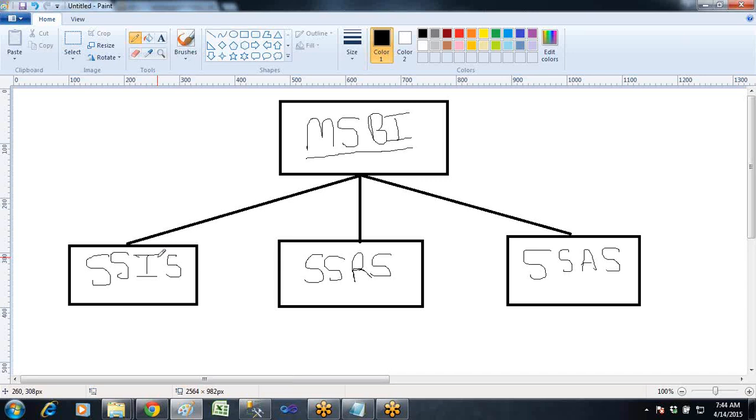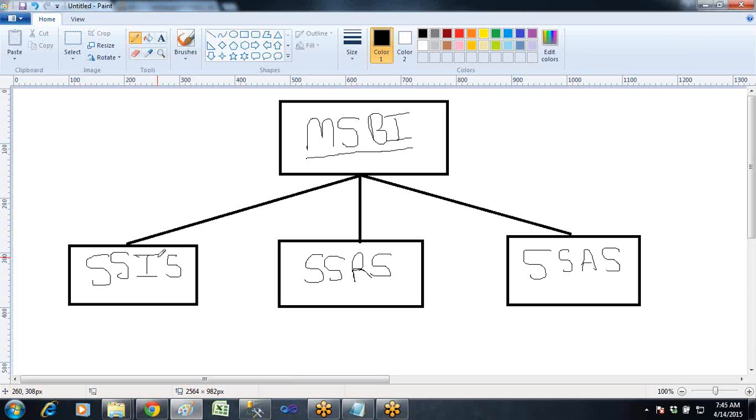As you can see in this particular architecture, you can understand one thing. The common terminology which we have used in each and every component is SQL Server. SQL Server Integration Services, SQL Server Reporting Services, SQL Server Analysis Services. That means we should have at least initial knowledge of SQL Server before coming to MSBI.